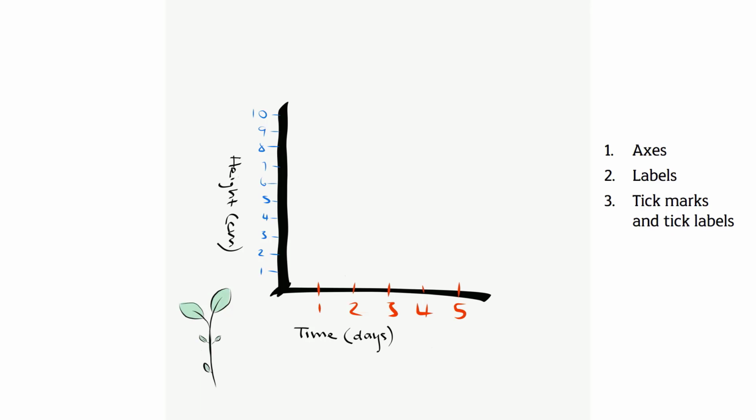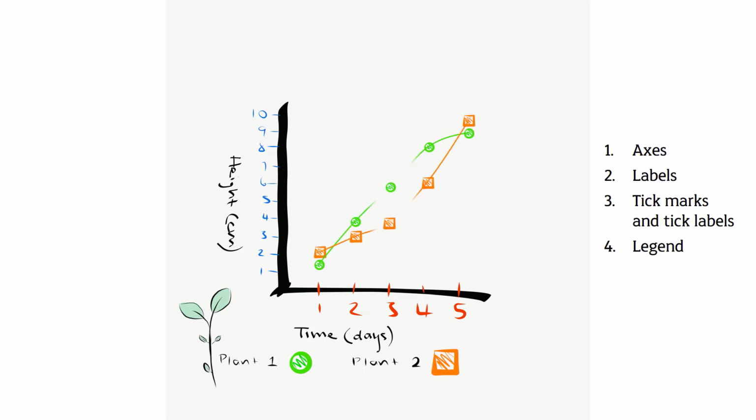If you have more than one data series on your graph, for example, you are measuring the growth of 2 plants, you will need to include a legend so readers can easily identify the data. Make sure you use different shapes as well as colours in case it is printed in black and white.